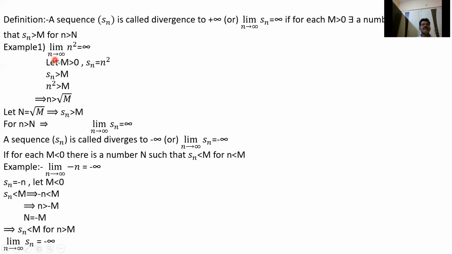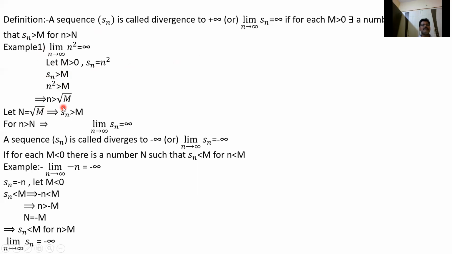For example, a simple example: the limit as n tends to infinity of n square equals infinity. Now we have to get a number N such that for n greater than N, Sn is greater than M. Let M be greater than 0. Sn equals n square. We need to show Sn is greater than M, so n square is greater than M. Therefore, simply, n is greater than root M.